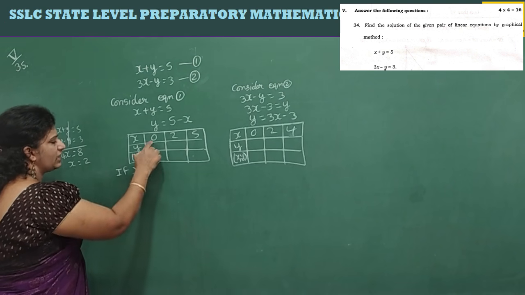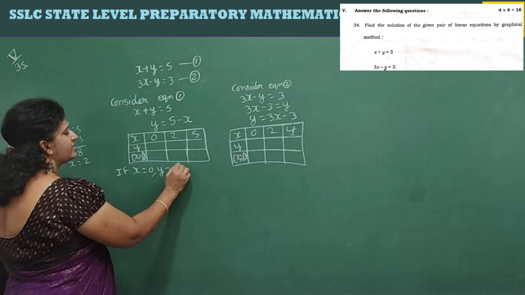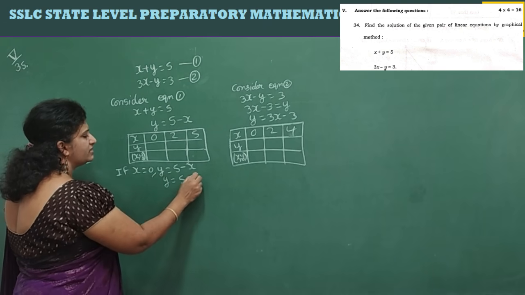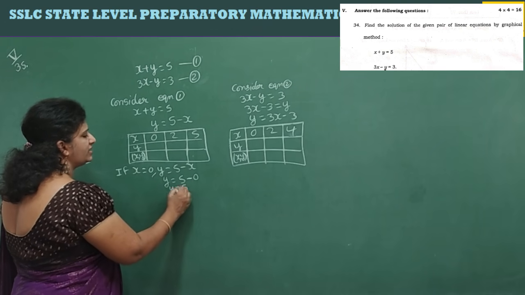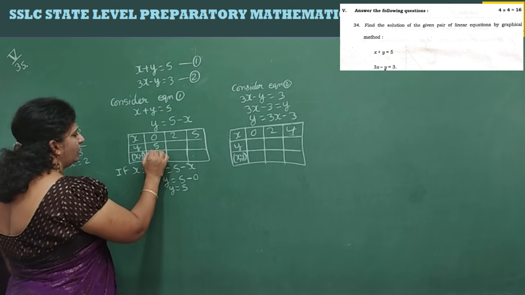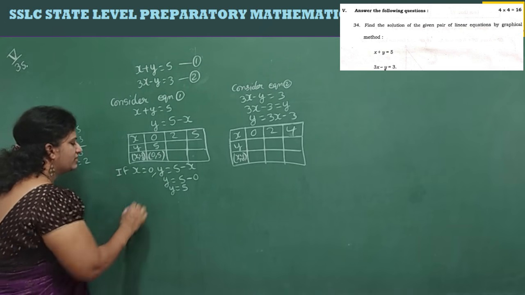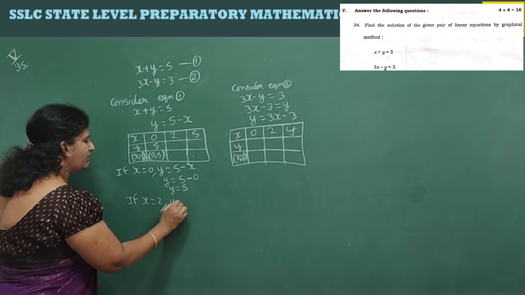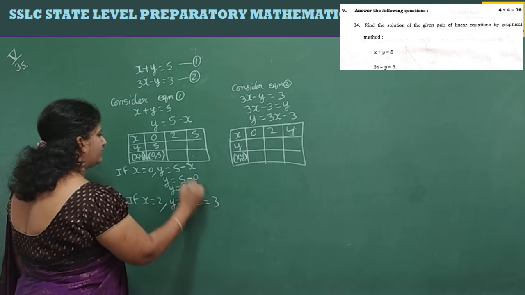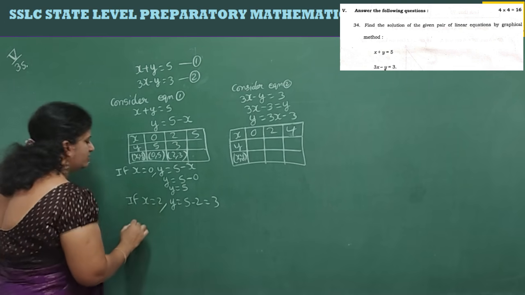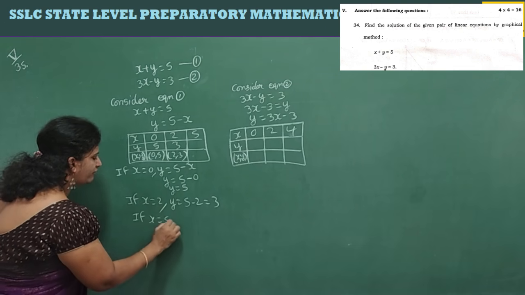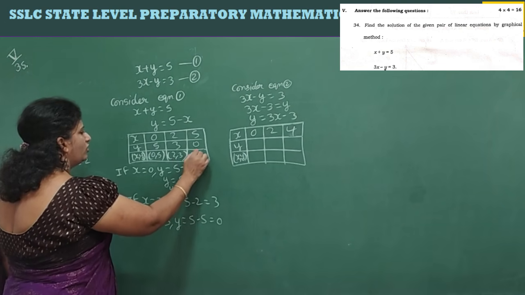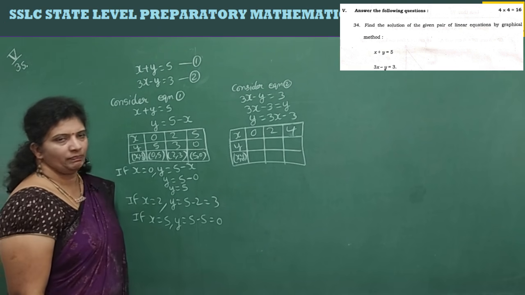If x is equal to 0, y is equal to 5 minus x. That is, y is equal to 5 minus 0. Y is equal to how much? 5. Right, and the coordinate is 0, 5. In the same manner, if x is equal to 2, y will be 5 minus 2, that will be 3. Coordinate 2, 3. In the same manner, if x is equal to 5, y is equal to 5 minus 5, it is 0. Coordinate is 5, 0.